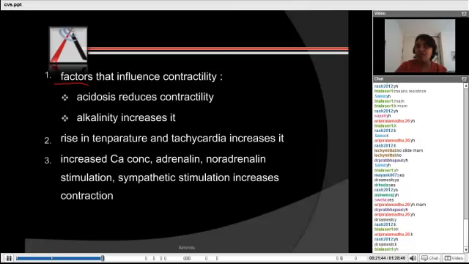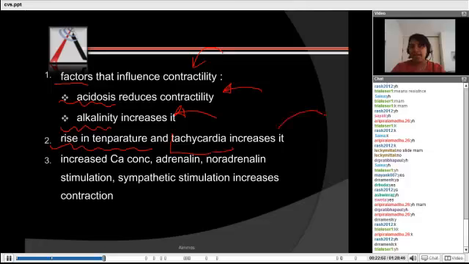Now what are the factors that influence the contractility? We already saw that when we talk about contractility, it is the effect of the ions and all those things on the heart's capacity to contract. Now herein, acidosis reduces the contractility of the heart, alkalinity increases the contractility of the heart. Rise in temperature and tachycardia increase the contractility of the heart. Increase in calcium, adrenaline, noradrenaline, sympathetic stimulation, all of them increase the contractility of the heart. So these are the factors that affect the contractility. That is the inotropic state of the heart.